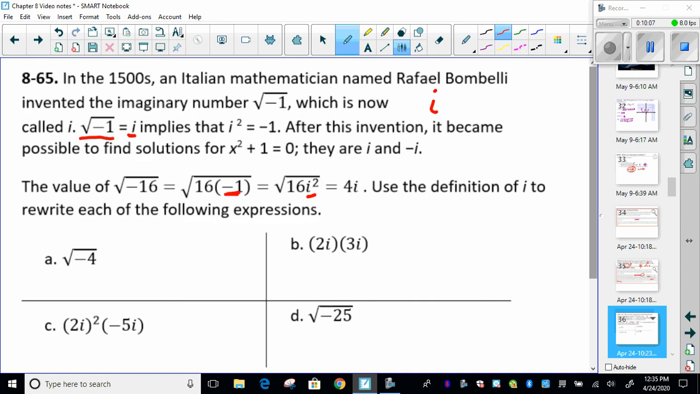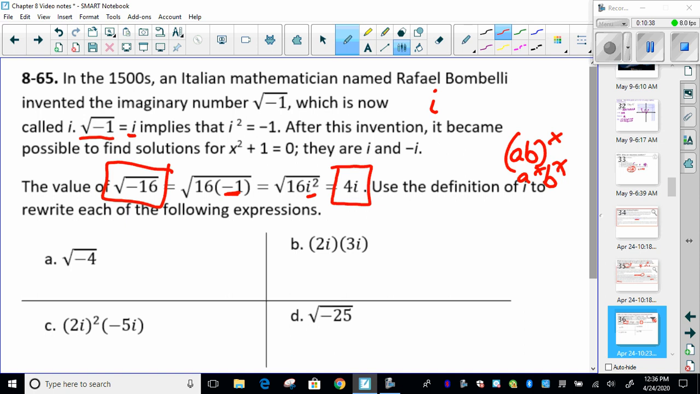And now, when I have square roots, I can square root over multiplication. I can't square root over addition and subtraction. That's like setting an exponent across addition and subtraction. You cannot do that. But you can send an exponent over multiplication. That's like this property: a to the x, b to the x. So therefore, I can square root the 16 and I get 4, and I can square root the i and I get 4i. So the square root of negative 16 is exactly the same thing as 4i.